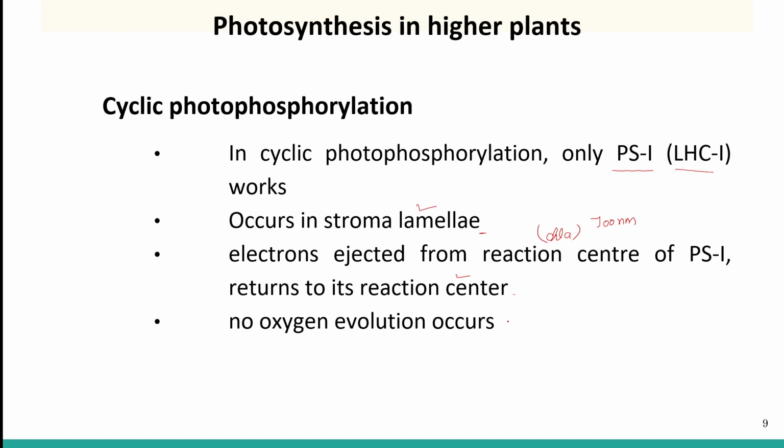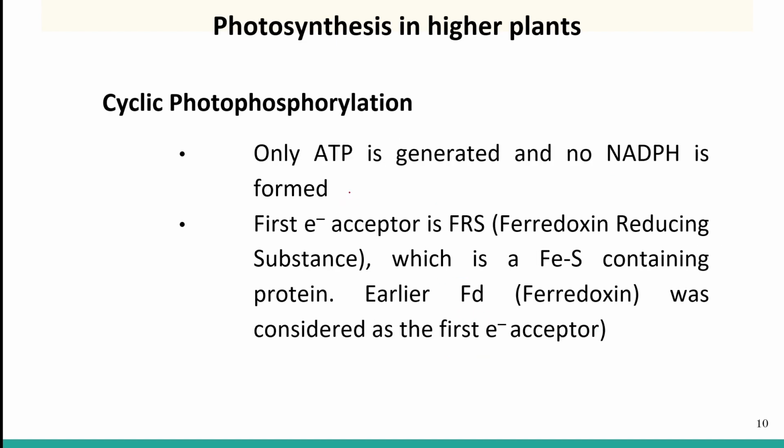Another point to remember here is that no oxygen evolution takes place during cyclic photophosphorylation, because there is no splitting of water. The water splitting complex is only present in photosystem 2. That's why there is no oxygen evolution in cyclic photophosphorylation. Another point to remember is that only ATP is generated here and no NADPH is generated.